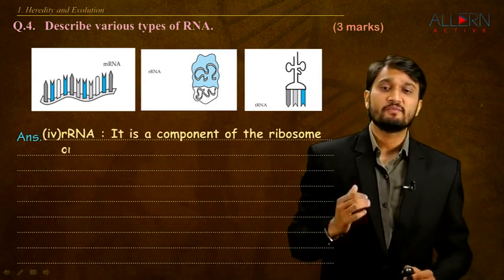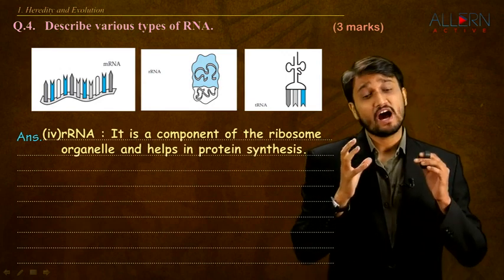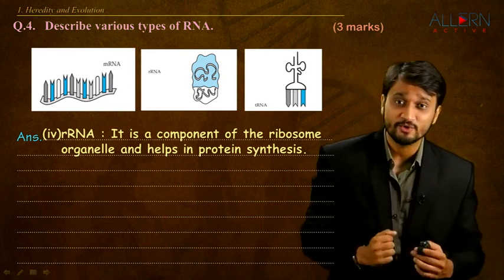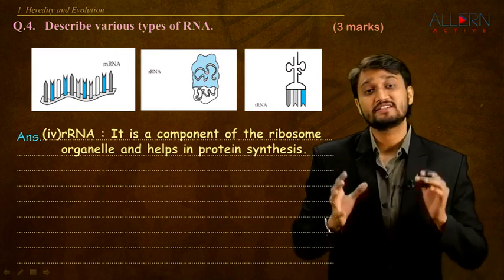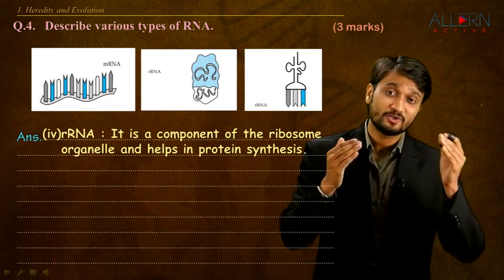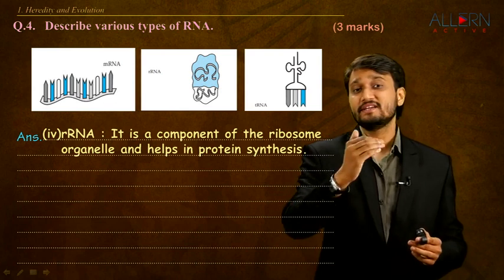In the next point we mention what are the different types. So first is the rRNA. Obviously it is called rRNA because it is the ribosomal RNA, because it is a component of the ribosome, and obviously because it is a component of the ribosome it helps the cell in protein synthesis, because that is the responsibility of the ribosomes itself. So it is a component of the ribosome organelle and helps in the protein synthesis.